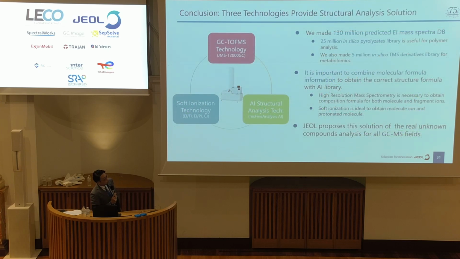Okay, so this is the conclusion of my talk. Right now, JEOL has proposed three technologies for a structure analysis solution for real unknown compounds. We made a 130 million predicted EI mass spectrum database, but it is very important to combine molecular formula information to obtain the correct structure with the AI library. JEOL proposes this solution for real unknown compound analysis for all GCMS data and GCxGC-MS data.